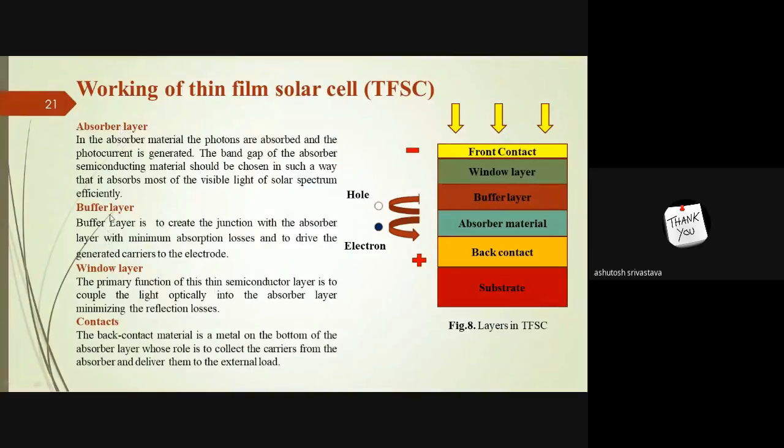This buffer layer is basically an n-type material, because normally the absorber layer is a p-type material. So this p-n junction is created by these two. Then the window layer, I have told how it works, and then there are the two contacts. So this working is very similar to a normal p-n junction diode based solar cell.